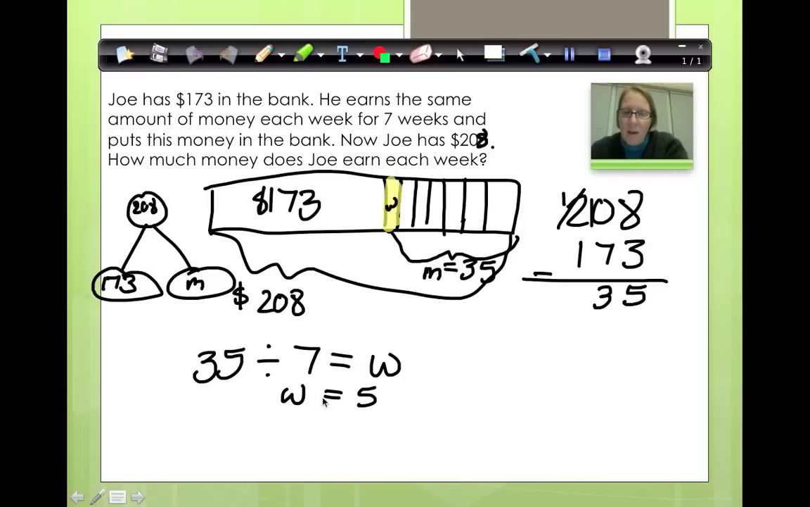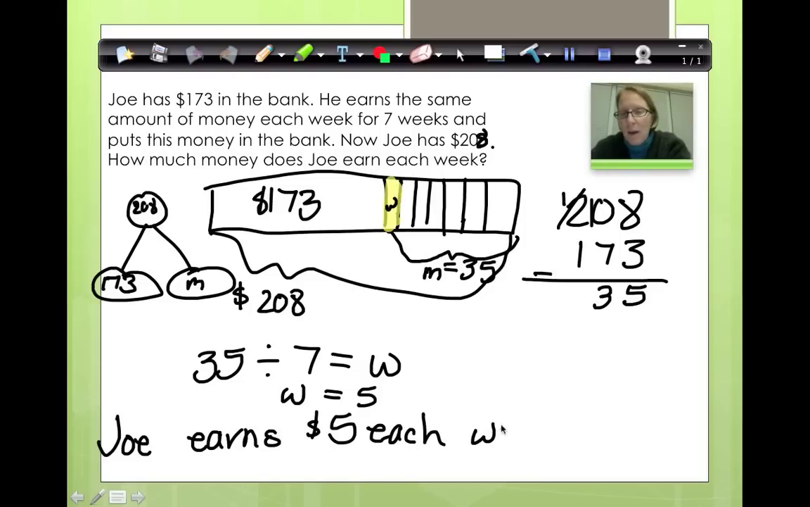So W is 5. But wait, what was the question? How much money does Joe earn each week? Make your statement: Joe earns $5 each week. Now, we've done the two-step problem. First we subtracted and then we divided. That's good, but we're not done. We have to figure out if it's reasonable or not.